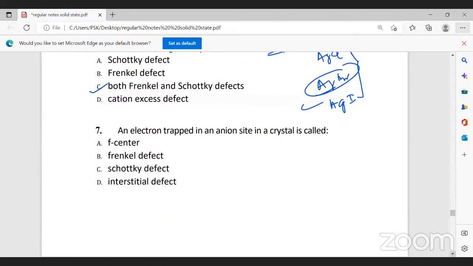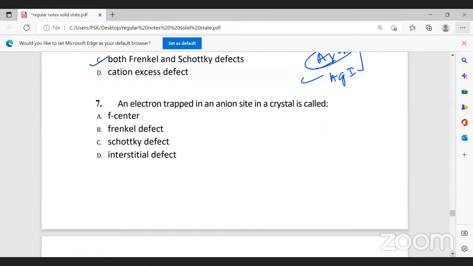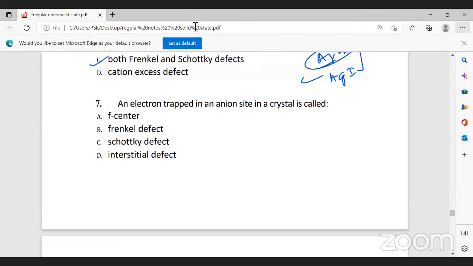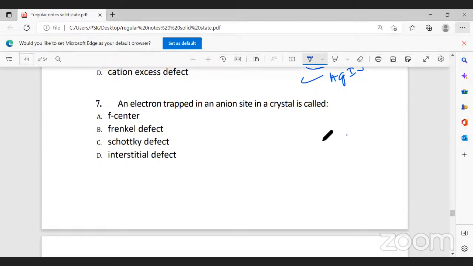The next question. An electron trapped in an anion site in a crystal is called as F center, Frenkel defect, Schottky defect, or interstitial defect. An electron trapped in the anionic site in the crystal is called as what? It's called as F center. Very good. Now, when I say F center, what does it mean?